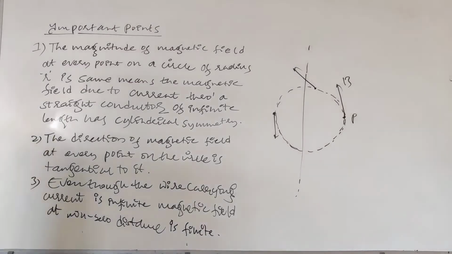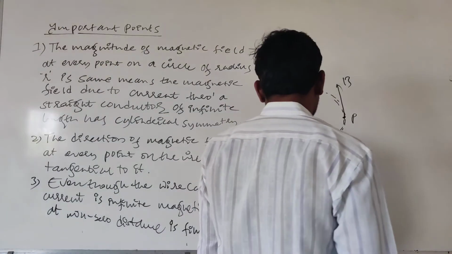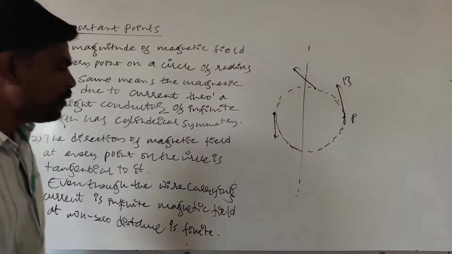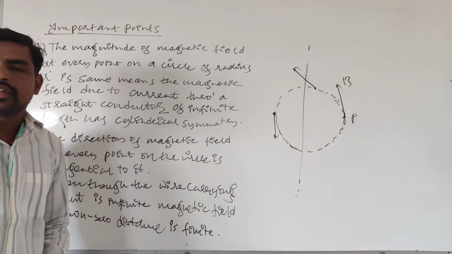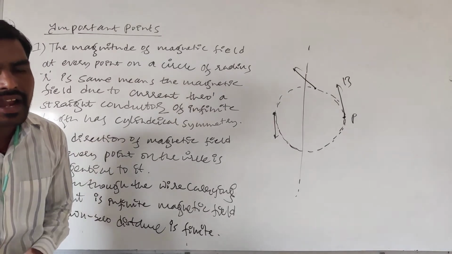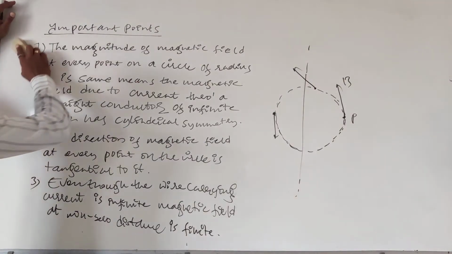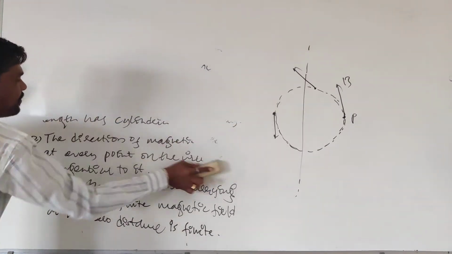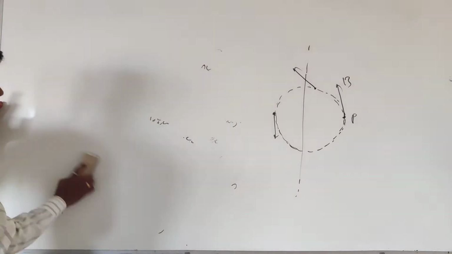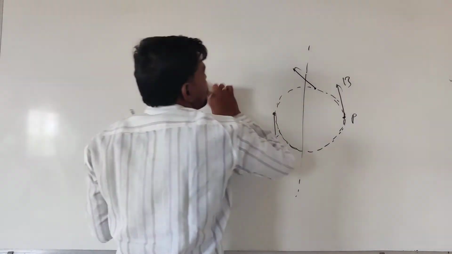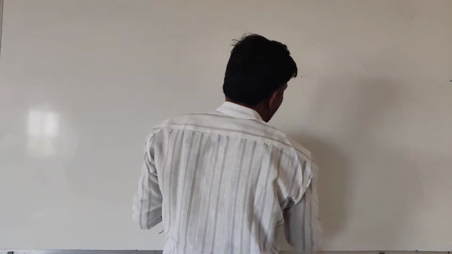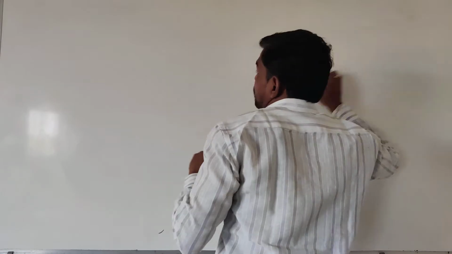And the fourth one. How are we going to find the magnetic field here? By using the right hand rule. That is important, right hand rule. Go through it. So these are the important points on the magnetic field due to an infinite length conductor carrying current, right? Next.